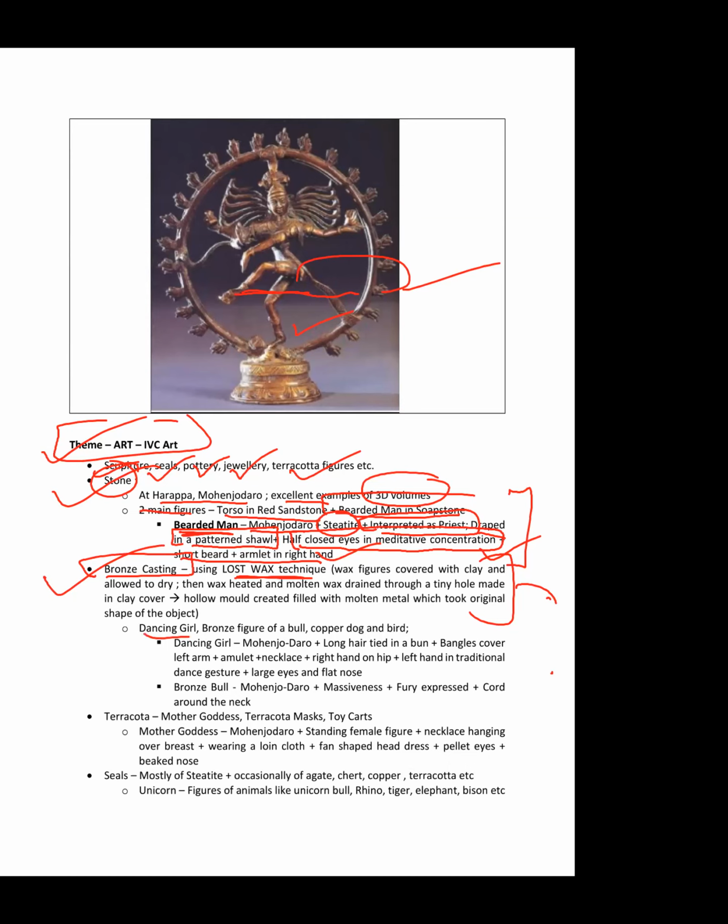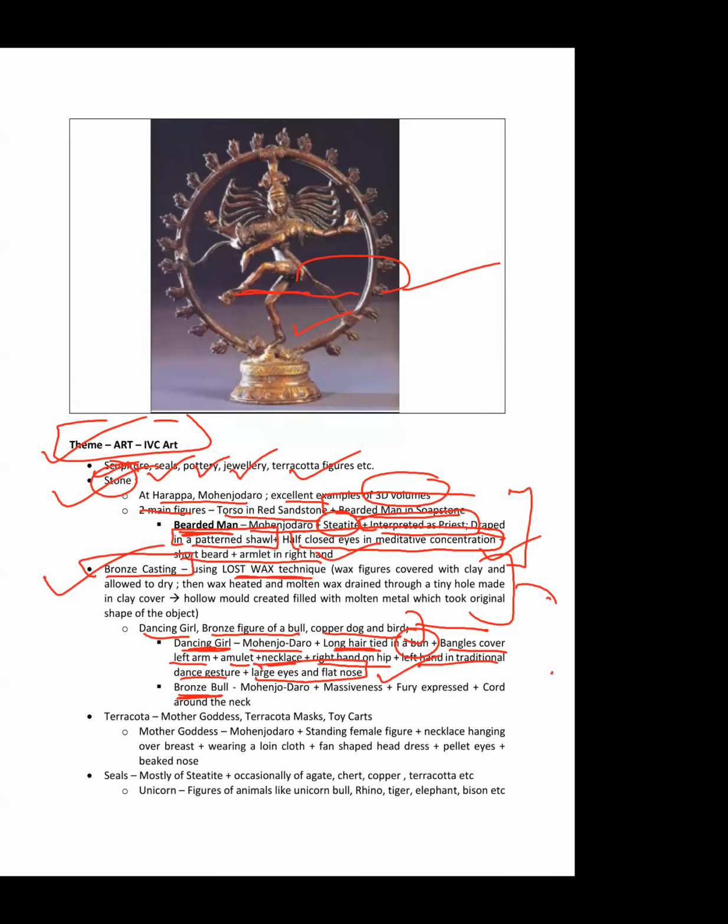Dancing girl, bronze figure of a bull, copper dog, and bird. These are the bronze sculptures which have been found in IVC, right? The most important is the dancing girl at Mohenjo-daro. Long hair tied in a bun, bangles cover the left arm. She wears an amulet, a necklace, right hand on hip, left hand in traditional dance gesture, large eyes and flat nose, right? The images, when they will be included, will make much more sense to you, right?